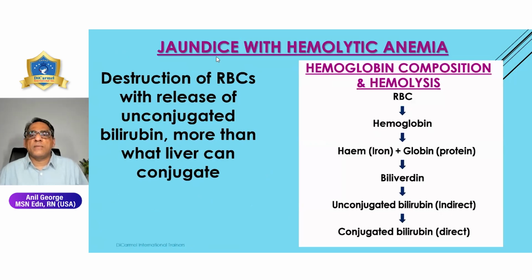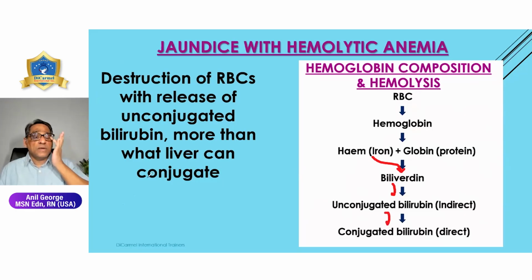So jaundice with hemolytic anemia. Why can jaundice occur with hemolysis? Basically, destruction of RBCs releases unconjugated bilirubin more than what the liver can conjugate. This image clearly explains how. Understand when RBCs break down, RBCs contain hemoglobin. When the hemoglobin breaks down, you remember hemoglobin has heme, the iron, and globin, the protein. And when this heme breaks down, it's going to release biliverdin as the first pigment. And then it's going to convert into unconjugated bilirubin and into conjugated.